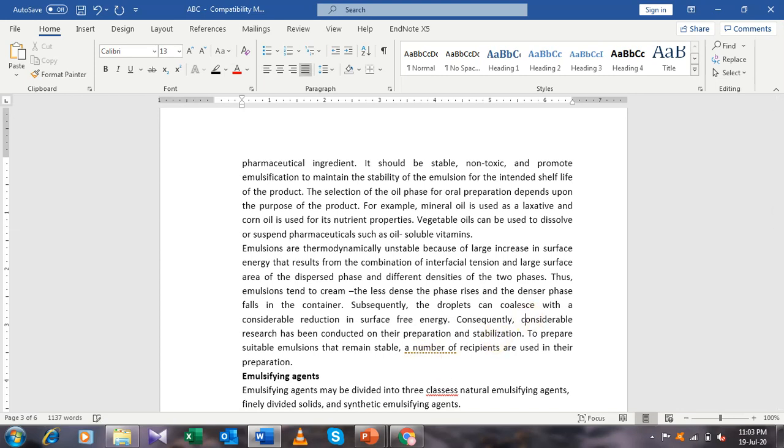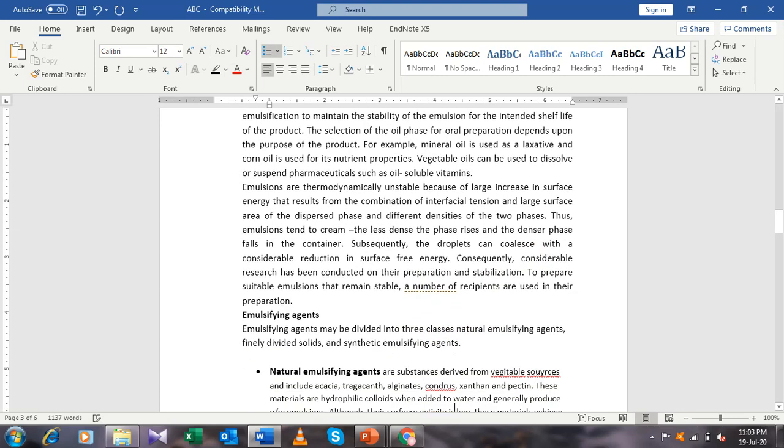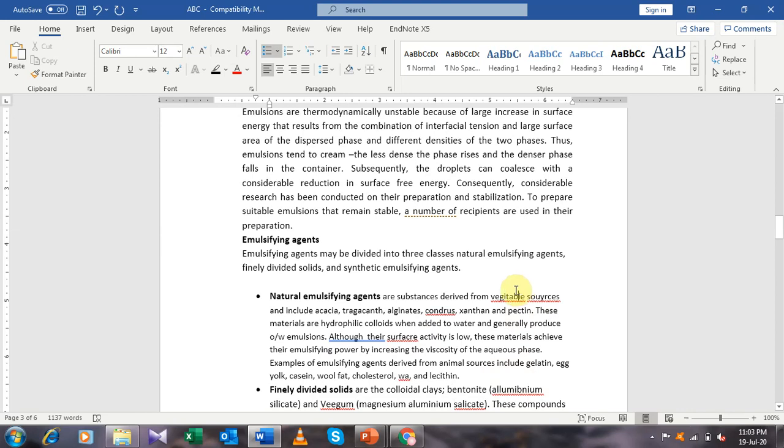You can see it is another error. And in classes, the spelling is wrong, and vegetable is wrong, founders is wrong, surface activity is wrong, and this is also wrong. These are silicate, and this is aluminium. This is another error, aluminium silicate.